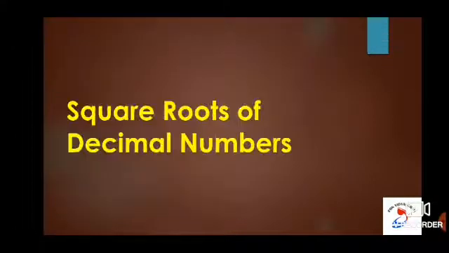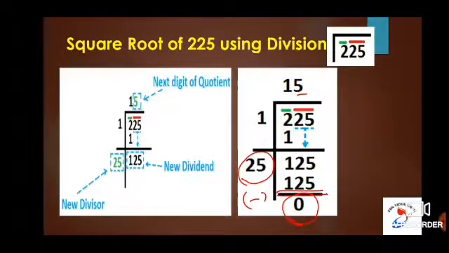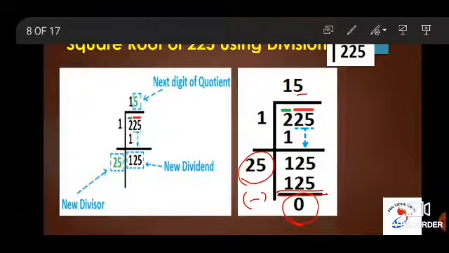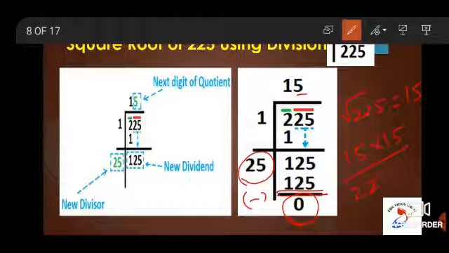Therefore, to conclude, you can say that the square root of 225 is nothing but 15. So square root of 225 is equal to 15. If you want to check your answer, you can also multiply 15 into 15. You will get the same number, that is nothing but 225. So this is the simplest way. This is the method for performing long division.